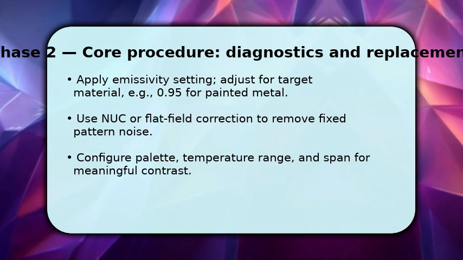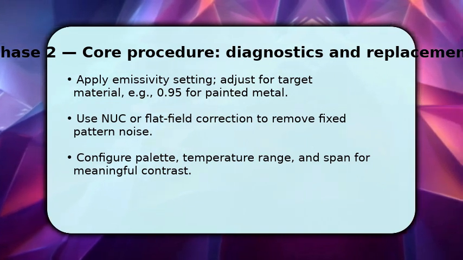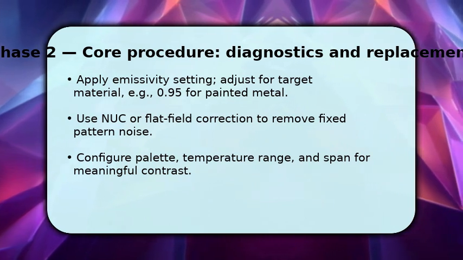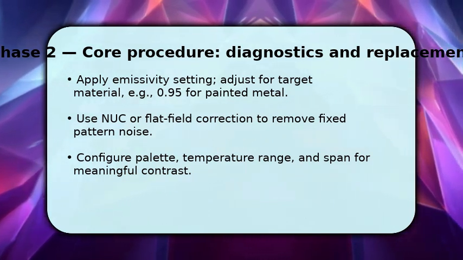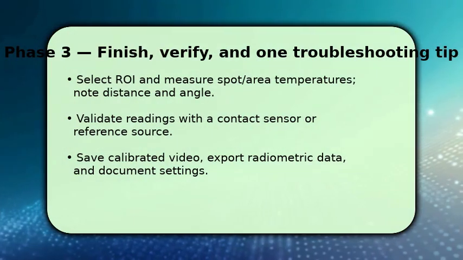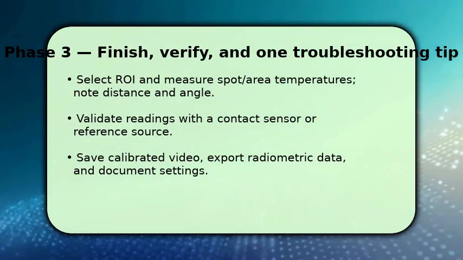After that, choose a palette, temperature range, and auto or manual span so contrast highlights relevant features. Make sure to record both radiometric and visual settings for reproducibility. You perform final measurements and verification to complete the workflow.